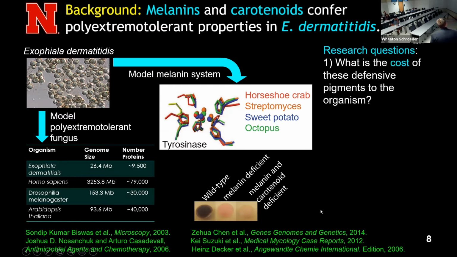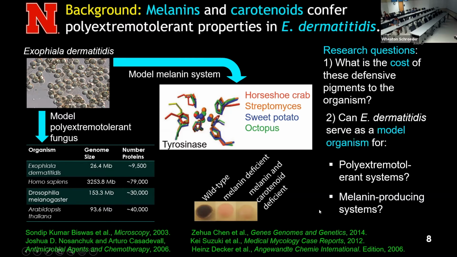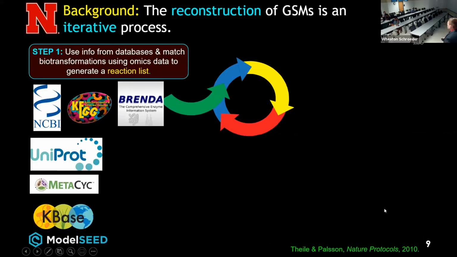So our research questions really came down to two big ones. The first is, what is the cost of these defensive pigments to the organism? And the second is, can Exophiala serve as a model organism both for polyextremotolerant systems and for melanin-producing systems? So to answer these research questions, we took the approach of using genome-scale modeling.